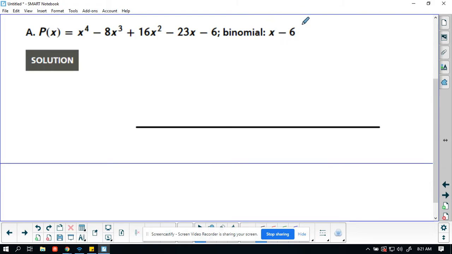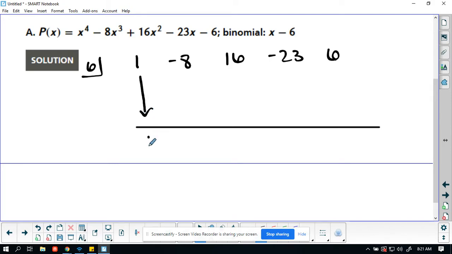Okay, the next thing I'm going to do is get my value that I'm going to multiply through here, and then I'm going to do my coefficients. So we have 1, -8, 16, -23, and 6. I have a pre-drawn line here, and so we're just going to start our synthetic division. So I'm going to pull this 1 down below the line.